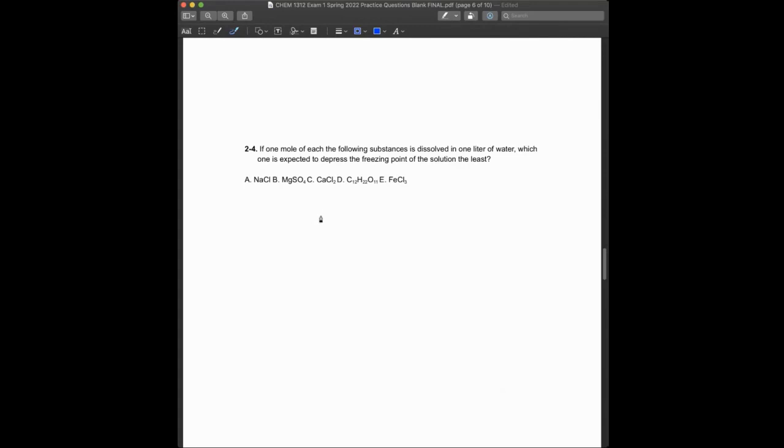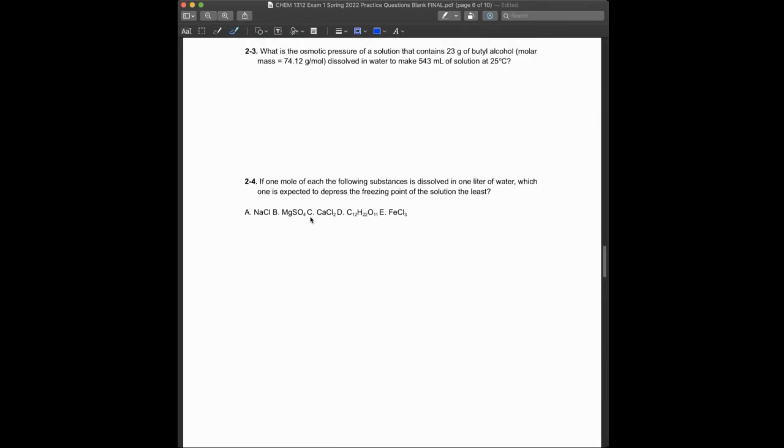What is the freezing point and the boiling point of a solution containing... Oh, sorry, that's the one we just did. So what is the osmotic pressure of a solution that contains 23 grams of butyl alcohol dissolved in water to make 543 milliliters of solution at 25 degrees Celsius? For this formula, since we're doing osmotic pressure, we need pi equals I M R T, where M is molarity, R is 0.08206, and T is temperature in Kelvin.